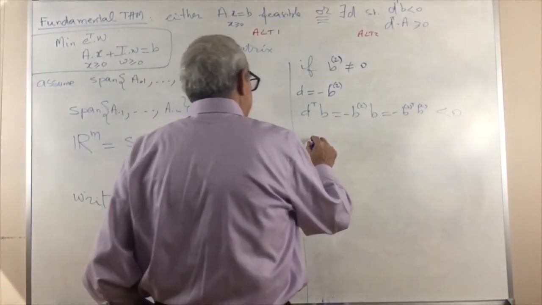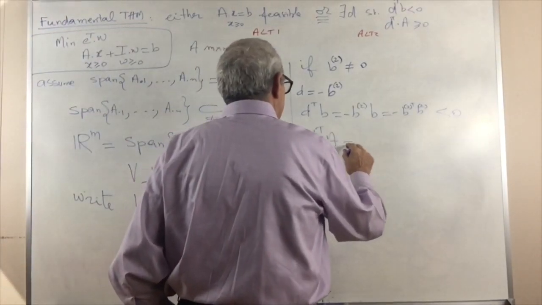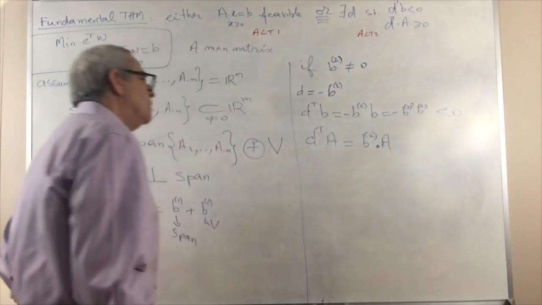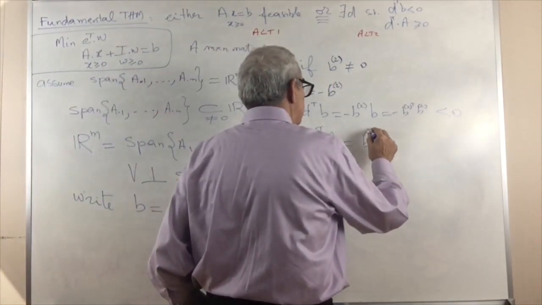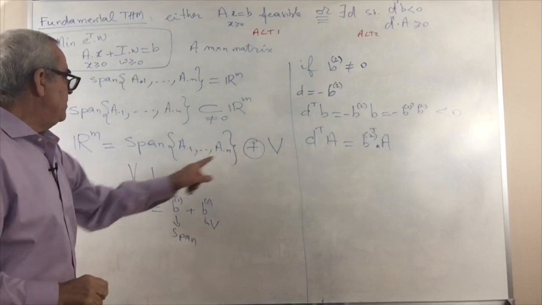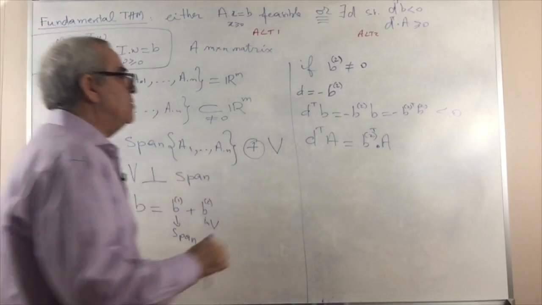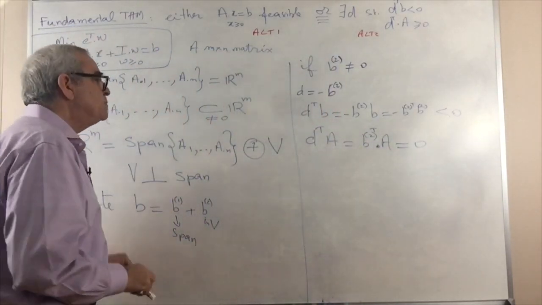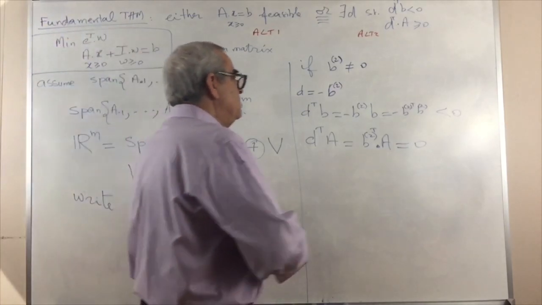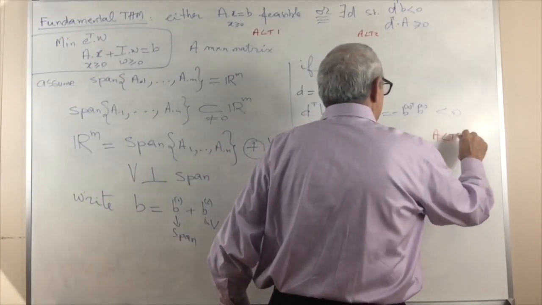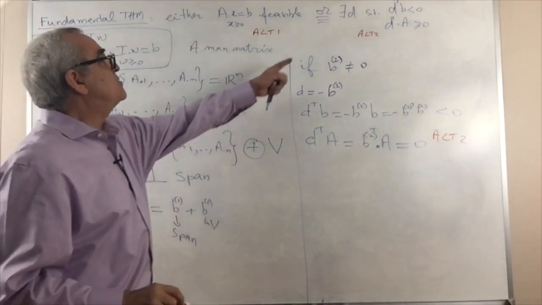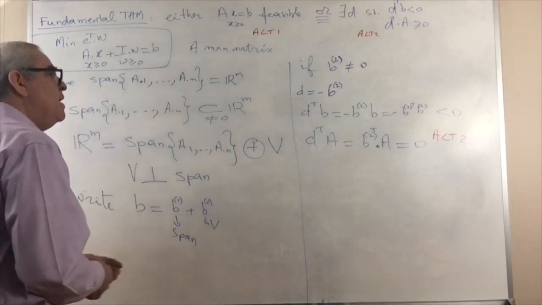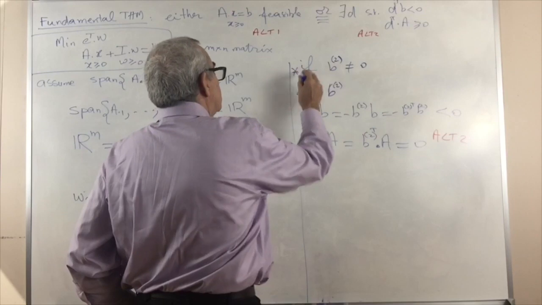And D transpose A is equal to minus B2 transpose A. But B2 is in V, and V is perpendicular to the span, so this is equal to 0. Okay, so here in this case we have alternative 2. I found the D that satisfies alternative 2.